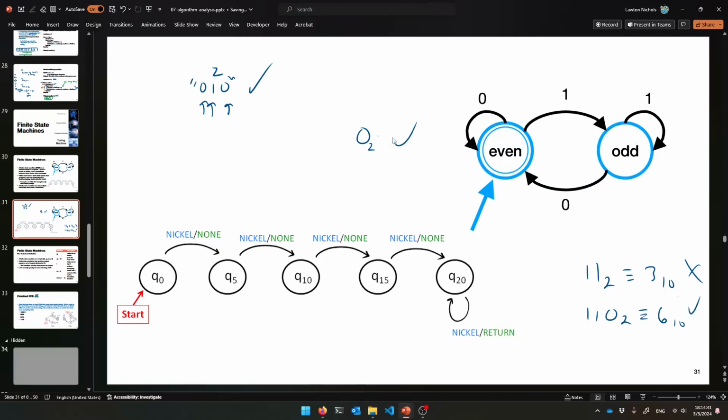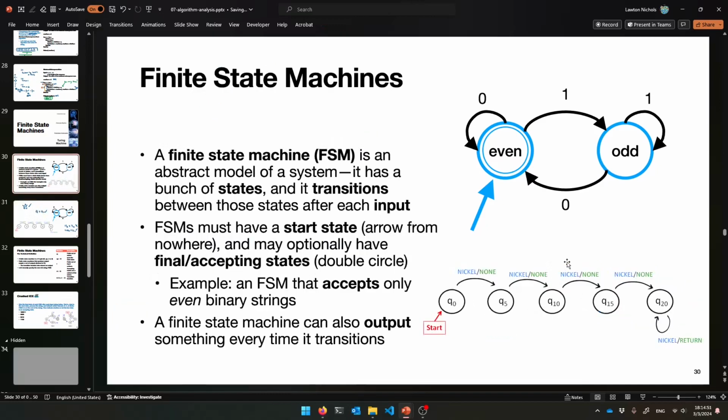So 0 is also even. 0 is equivalent to 0 in decimal as well. All right, so hopefully that's making some sense. You feed it an input, and it tells you where you are. This is a finite state machine that makes sure it's only given even numbers. That's pretty cool and powerful.